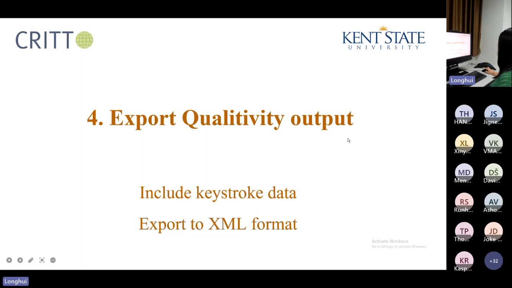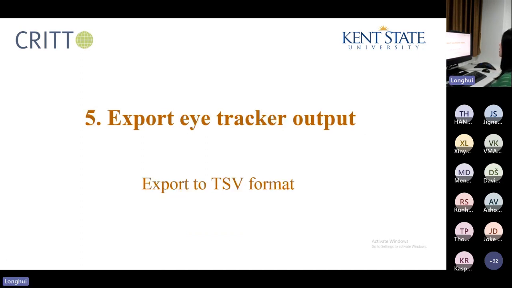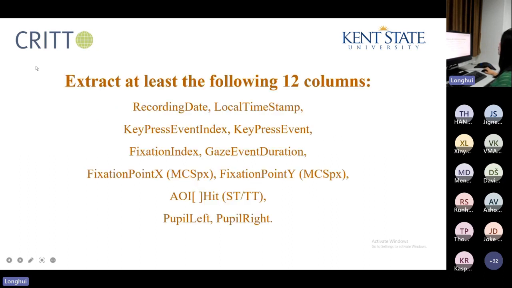And the fifth step is we need to export the eye tracker output. We need to export to TSV format. And we need to extract at least the following 12 columns. This I will show you and explain the features later when we are doing the experiment.